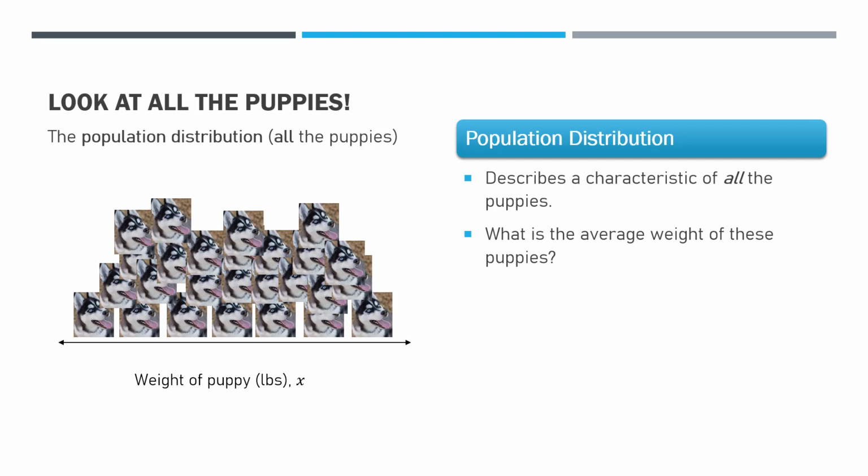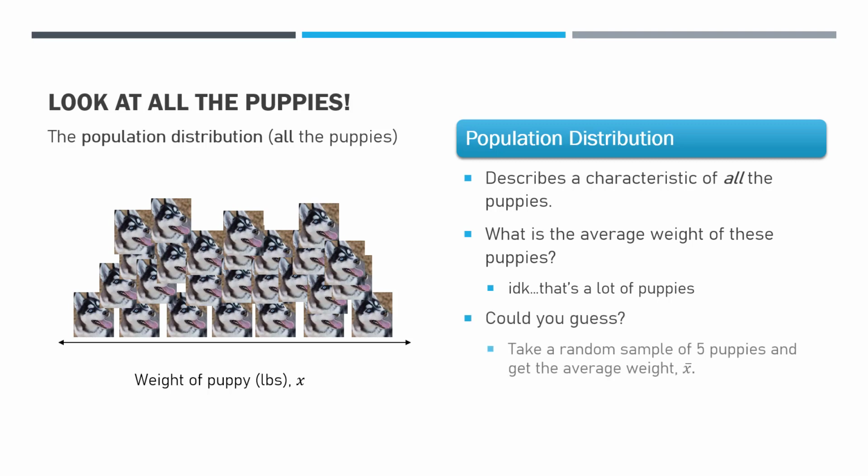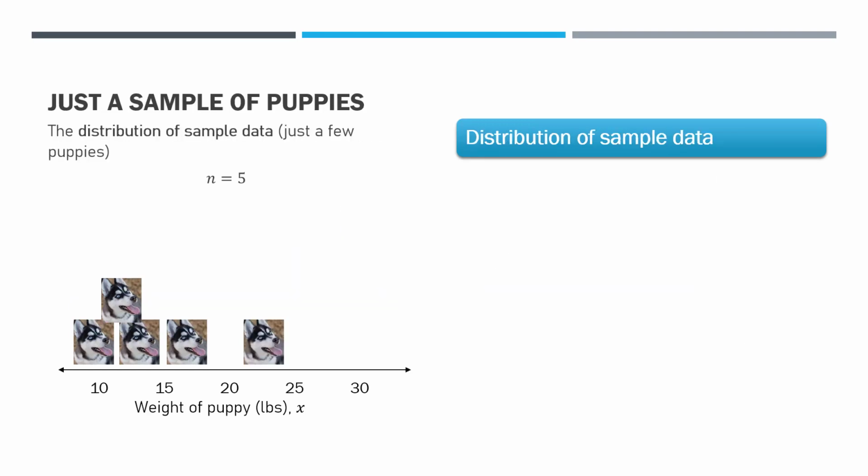Now, what is the average weight of these puppies? To be honest, I really don't know. That's a lot of puppies. I'm not going to be able to even get a hold of all of them, right? The population distribution is hard to actually look at. Well, could you guess? I suppose we could just take a random sample of, say, 5 puppies. I can end up finding 5 puppies, and then we get the average weight, X bar, from each one of those. So, in just a small sample of puppies, we are looking at a distribution of sample data.